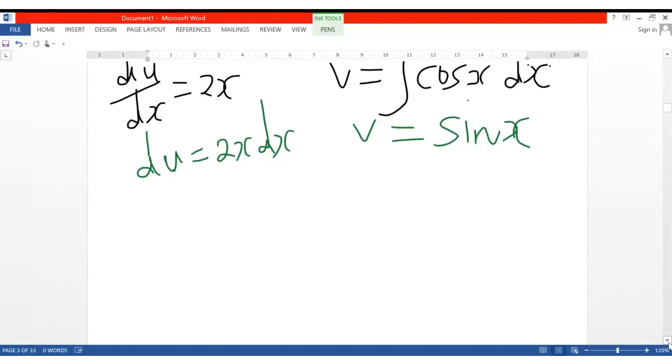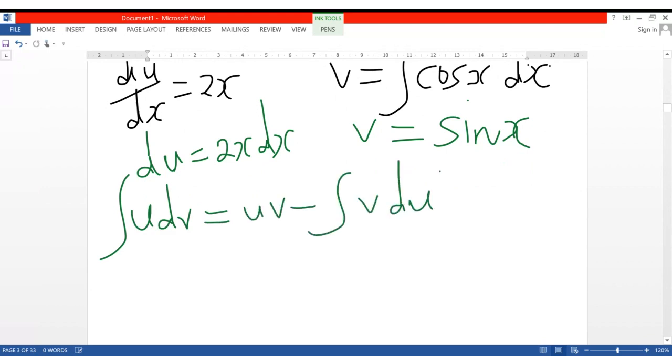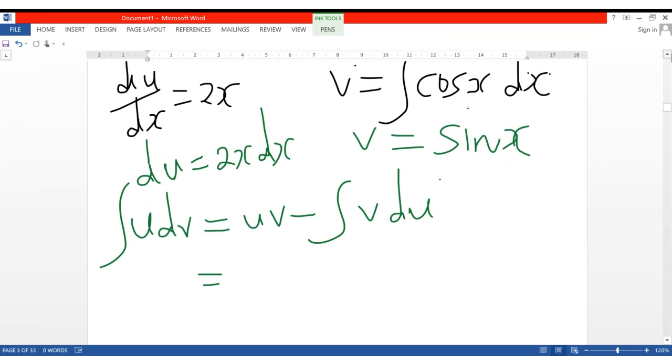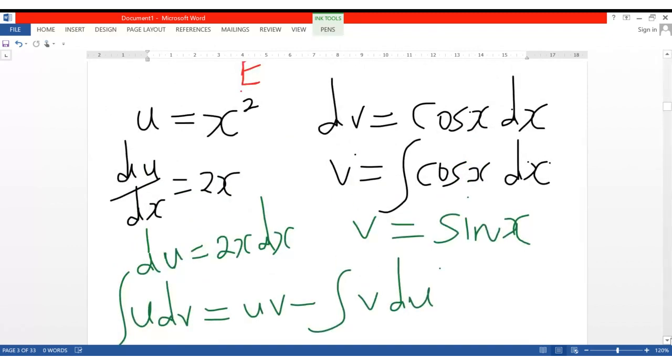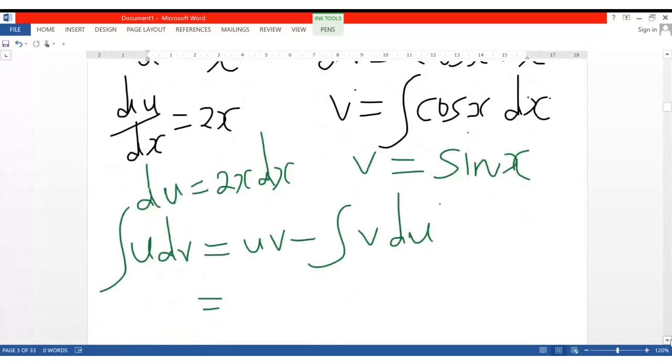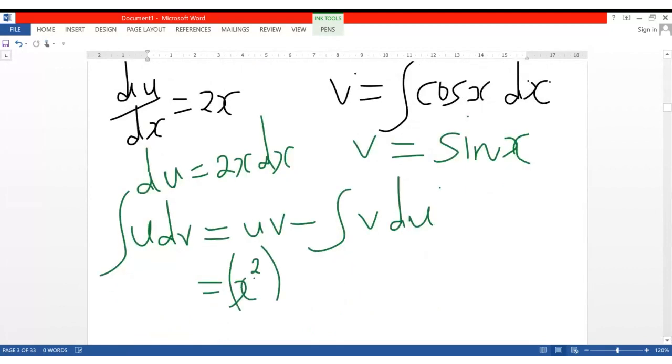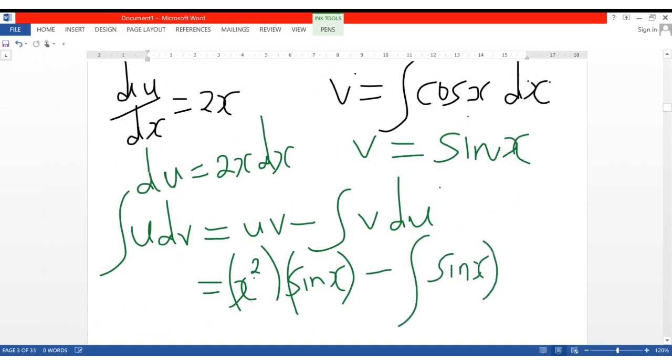So now I'll use the formula: the integral of u dv is given by uv minus the integral of v du. So I go back. What have we called our u? Our u was x squared. So you're just plugging everything in. That is x squared, and then our v is sin x, minus the integration of our v, sin x, and then our du is what? 2x dx. So I'm plugging in everything the way it is.